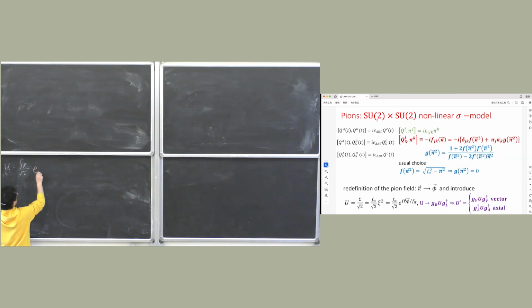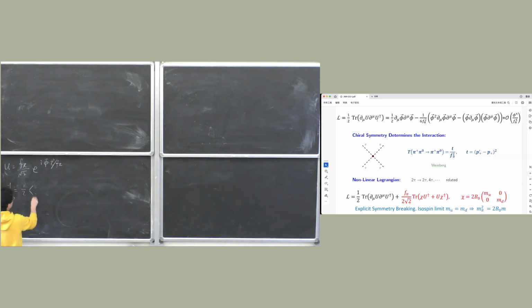U is defined in the last line. We can just copy it here. So here f pi is just a constant. It's called the pion decay constant. And phi is a field of the pseudoscalar, and the tau is just the Pauli matrix in the isospin space. And then what we need to do is to look at the Lagrangian.